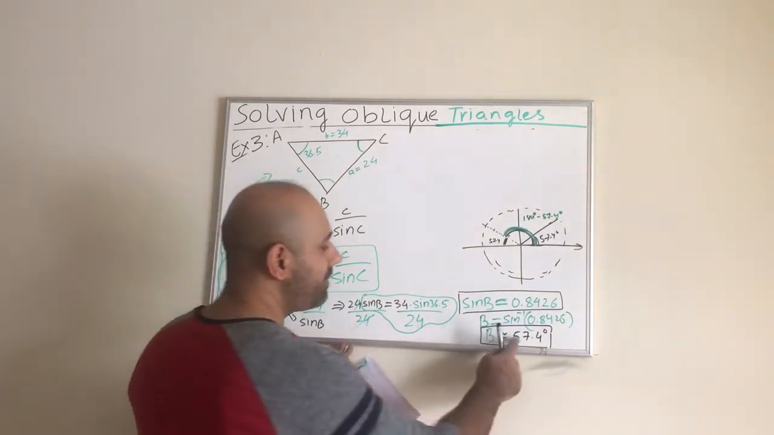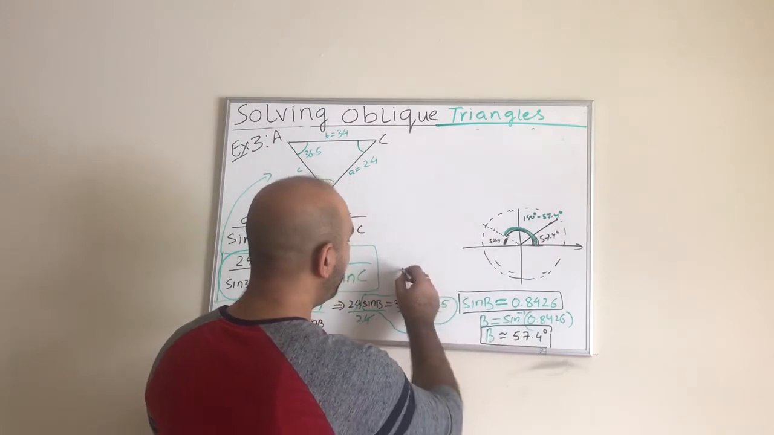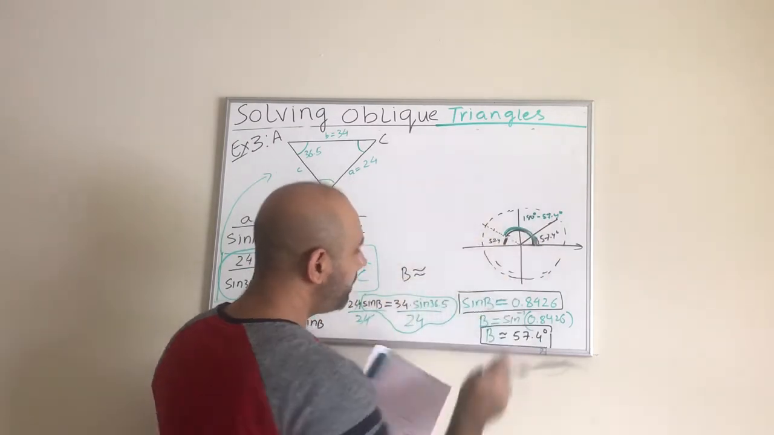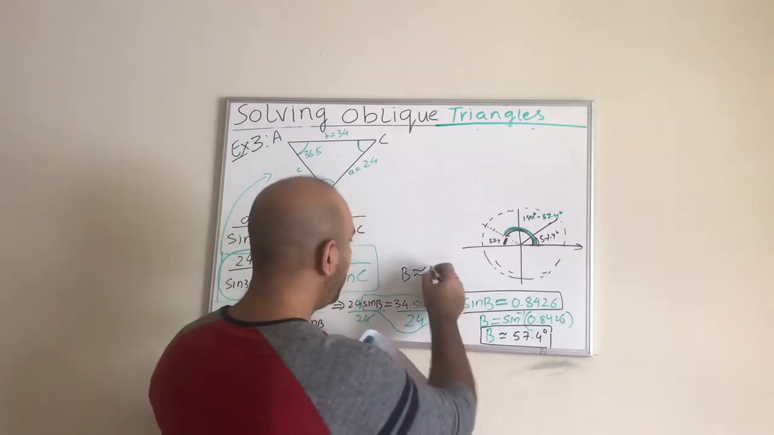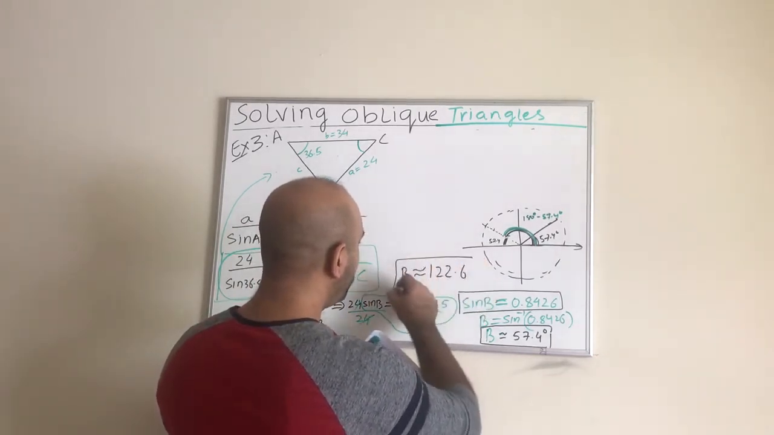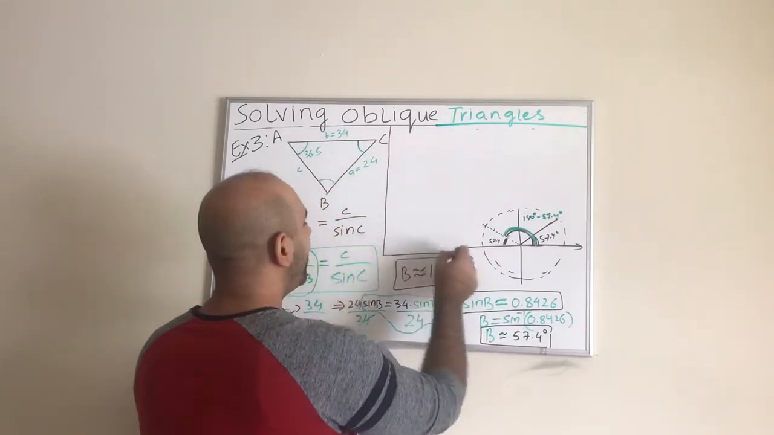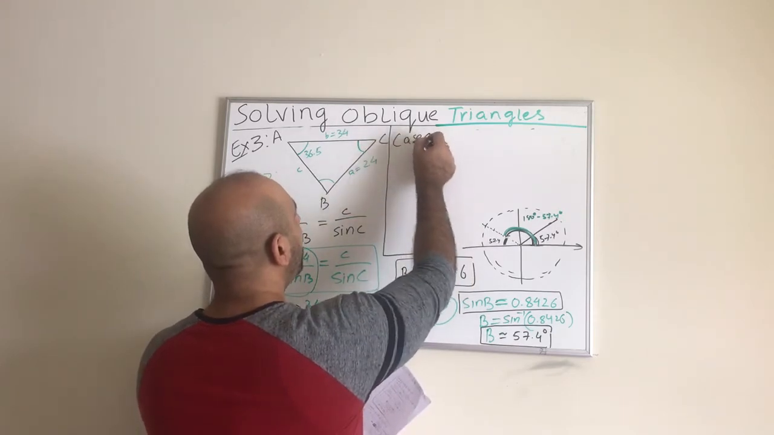So guys, if B is 57.4, then the other value for B is going to be 180 minus 57.4, which is going to be 122.6. So there are two cases, and we have to break it down. We have to first do case 1, and then we'll do case 2.